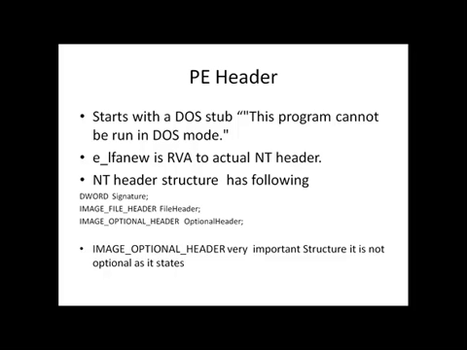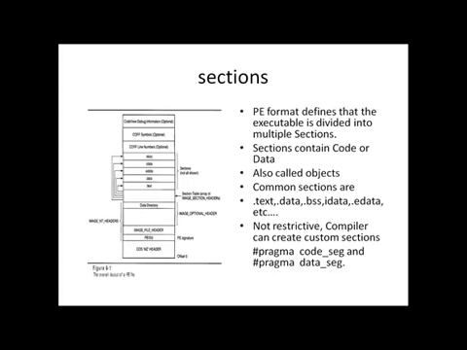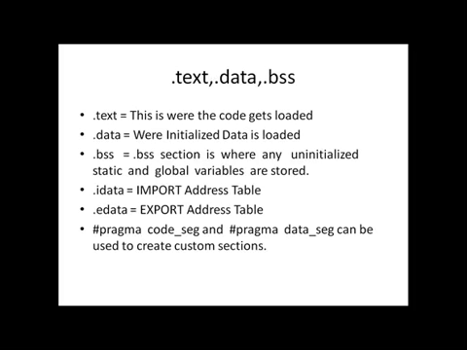Now the NT header structure is made up of three members: signature, file header, and an optional header. The optional header, though it says optional, is in no way optional but a very important structure, which is basically linking to the other very important sections of the executable. Sections. A portable executable is divided into multiple sections, like .text, .data, .bss, .idata, and multiple other sections. Some of the common sections are .text, .data, and .bss.